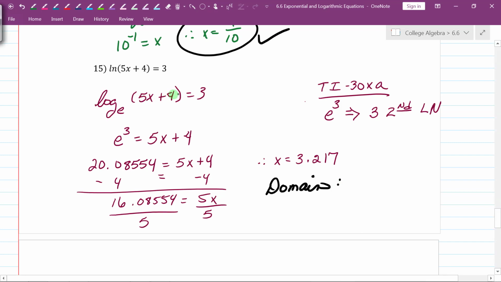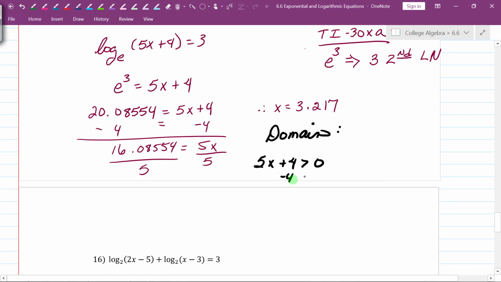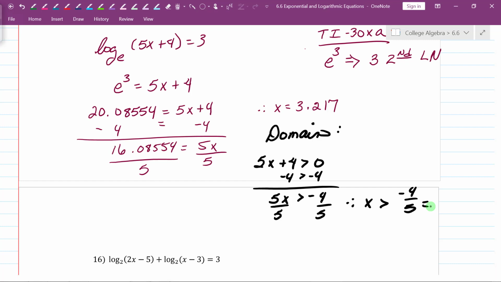So here, we're going to have to say 5x plus 4 has to be positive, has to be greater than 0. So we can subtract 4 from both sides, and we get 5x has to be greater than negative 4. Divide both sides through by 5, and we get therefore x has to be greater than negative 4/5. Negative 4/5 is negative 0.8. So my domain is going to be from negative 0.8 to positive infinity.